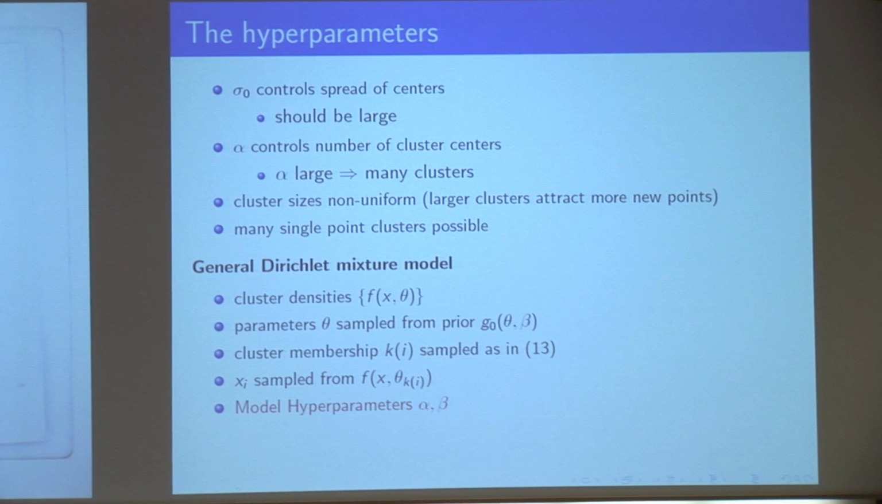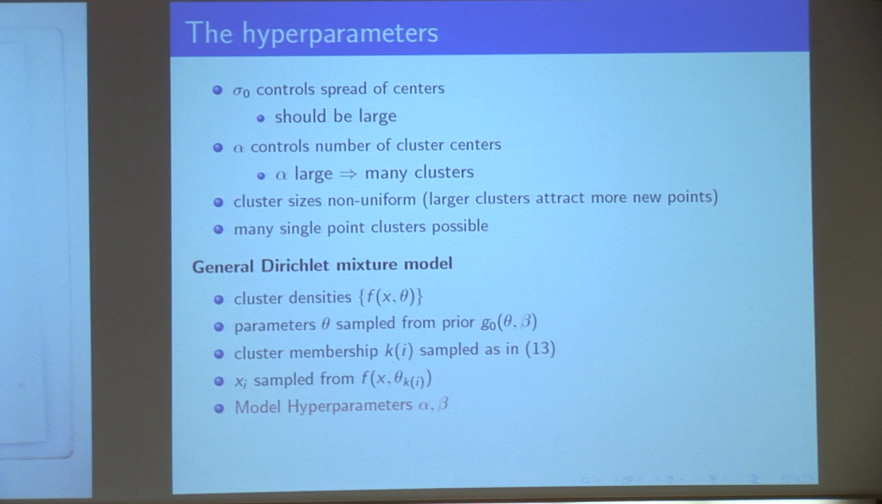OK. So in the general case, I can have any family of distributions. They depend on a parameter theta, which means that the prior is a prior over parameters. So they are parametric distributions. And beta is some parameter that defines the spread of the distribution.